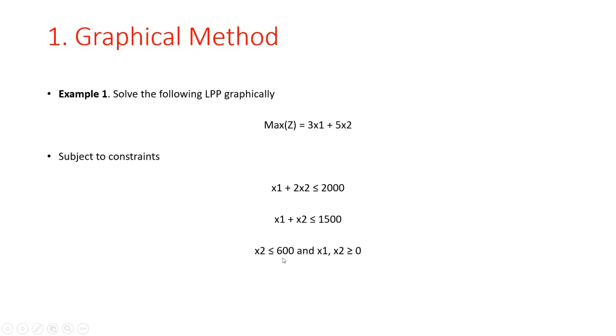The last is x2 is less than or equal to 600, and x1, x2 are greater than or equal to 0. So this is also one equation, x2 less than or equal to 600, and x1 and x2 are always greater than or equal to 0. This is called the non-negativity constraint. So this is the formulation of our given problem, and we can solve this problem by using the graphical method.